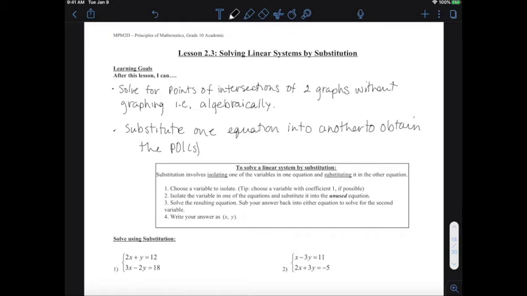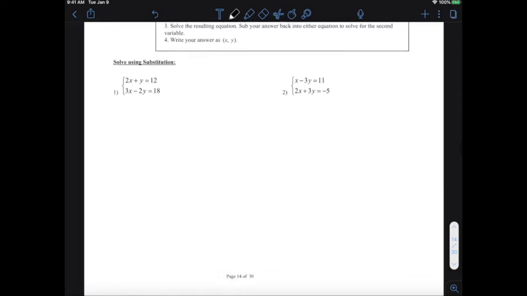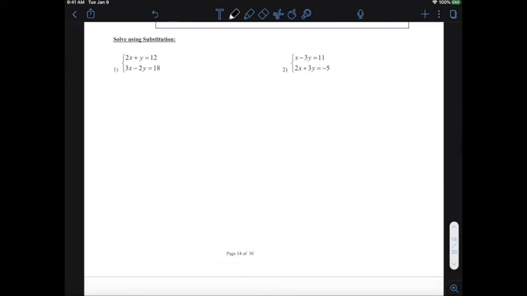Okay, so I'm about to show you how to do all the stuff that is written in this box, so please take a minute to read it. But I'm just going to get right into an example. So how do I solve using substitution?